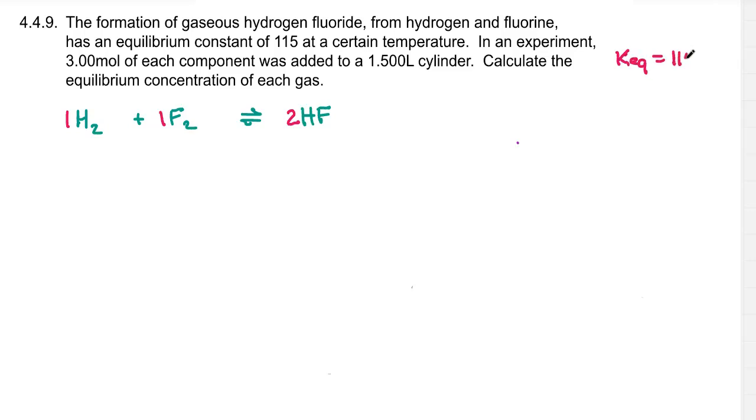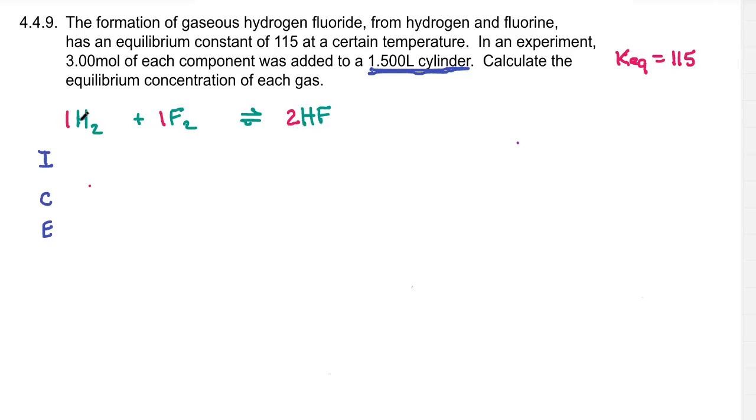That's probably going to be important later. And let's see what they have to tell us. In an experiment, 3 moles of each component was added to a 1.5 liter cylinder. Not a 1 liter cylinder, so red alert, we have to calculate concentrations here. They also use this kind of fuzzy phrase, each component, which I'm going to take to mean each of these species, including the HF.